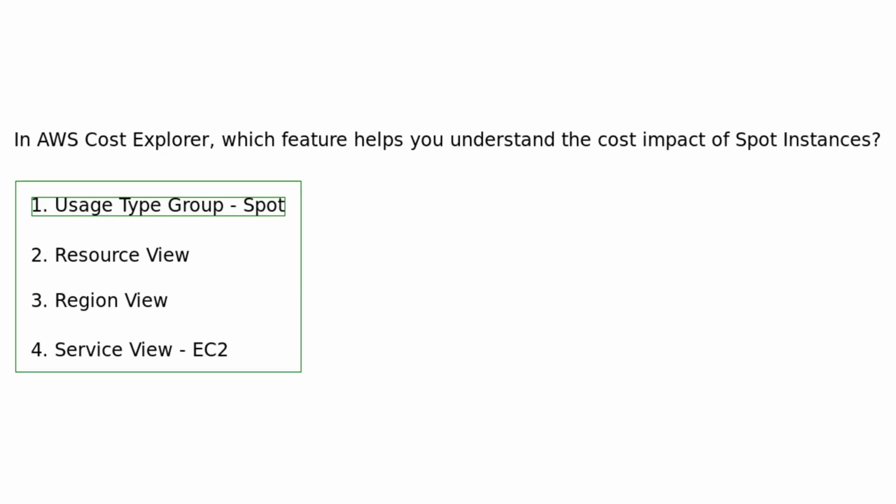Using the usage type group filter in AWS Cost Explorer and selecting Spot helps you understand the cost impact and savings from using EC2 Spot instances.